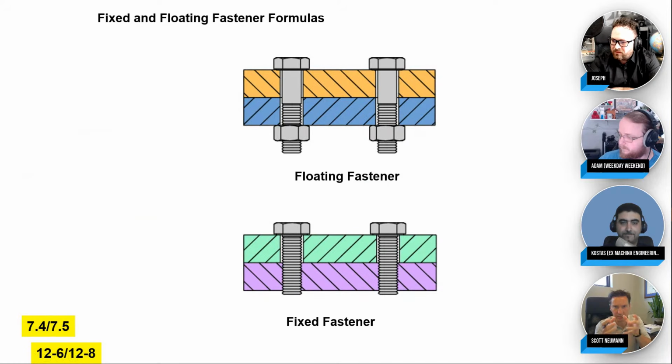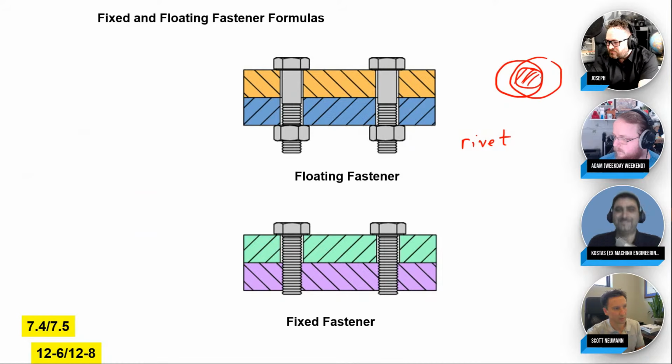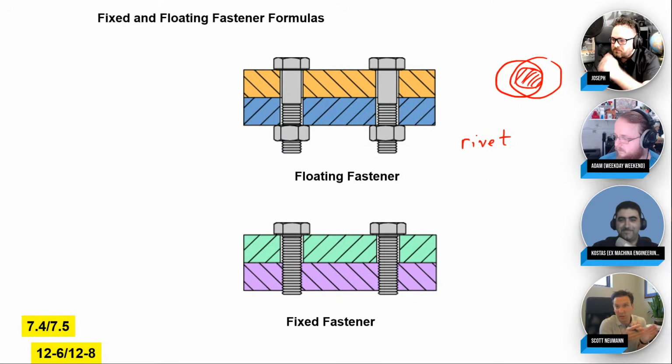So the question is, is the fastener self-centering into one of the parts, or is it just clearing through a couple of clearance holes? So what would a rivet be? Would a rivet be floating or fixed? A floating fastener. Yeah, a rivet would be floating, because in a riveted assembly you might have a couple of holes that look like this, and as long as you can get that rivet to slip through, you're good. So you're not self-centering in either one of them when you initially put it in.